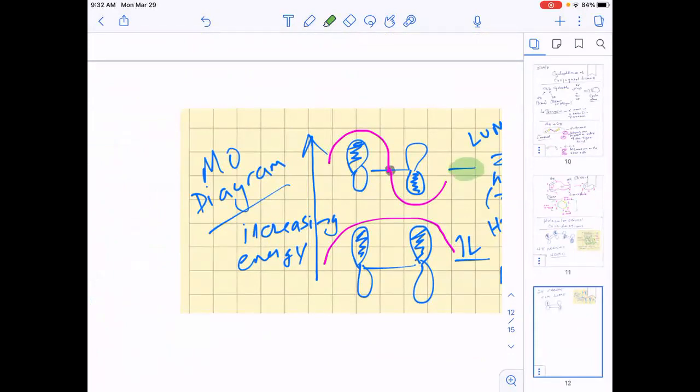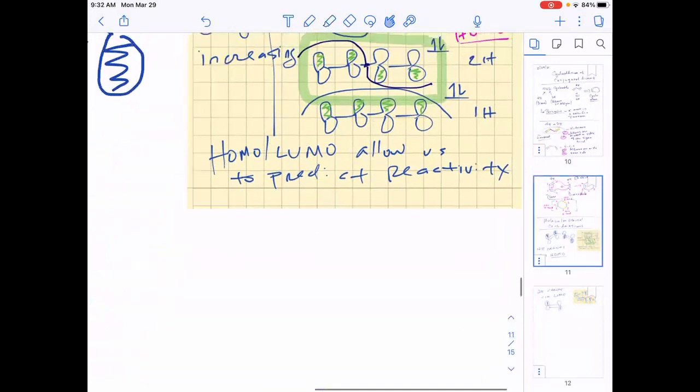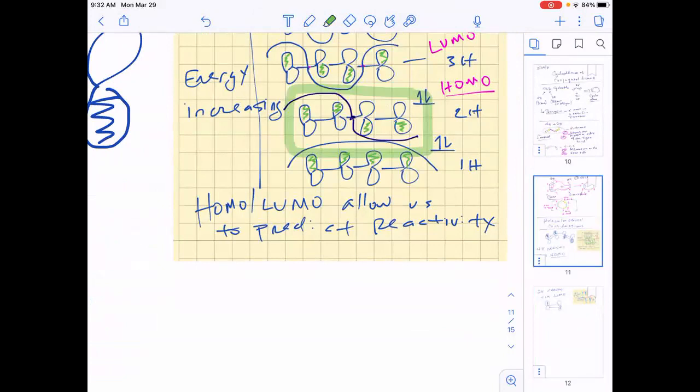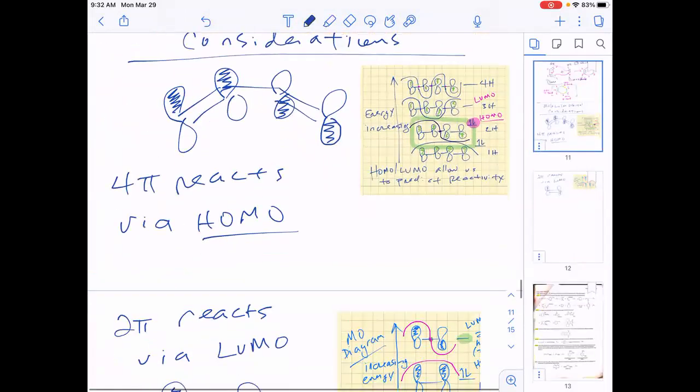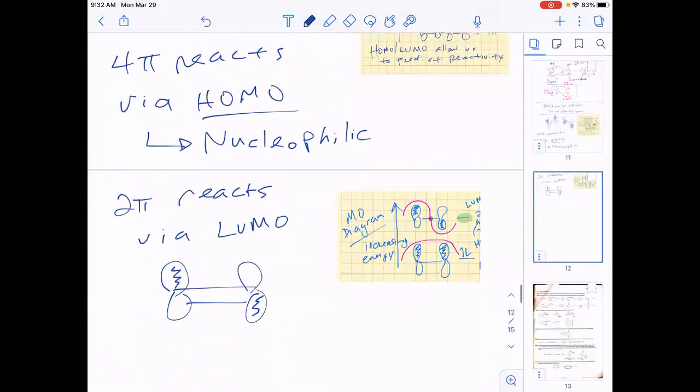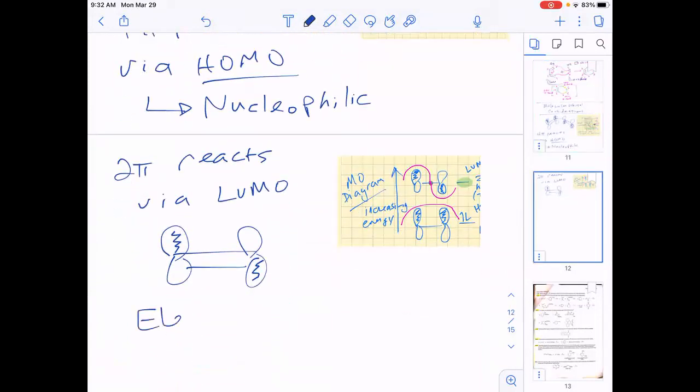No electrons. And you can see in this diagram up here, the HOMO is not empty, right? It has electrons. When species act as nucleophiles, they react through their HOMO. When they react as electrophiles, they react through their LUMO, right? So we're going to say that the 4-pi system is nucleophilic, right? Because it's giving away electrons. And then we'll say that the 2-pi system is electrophilic.